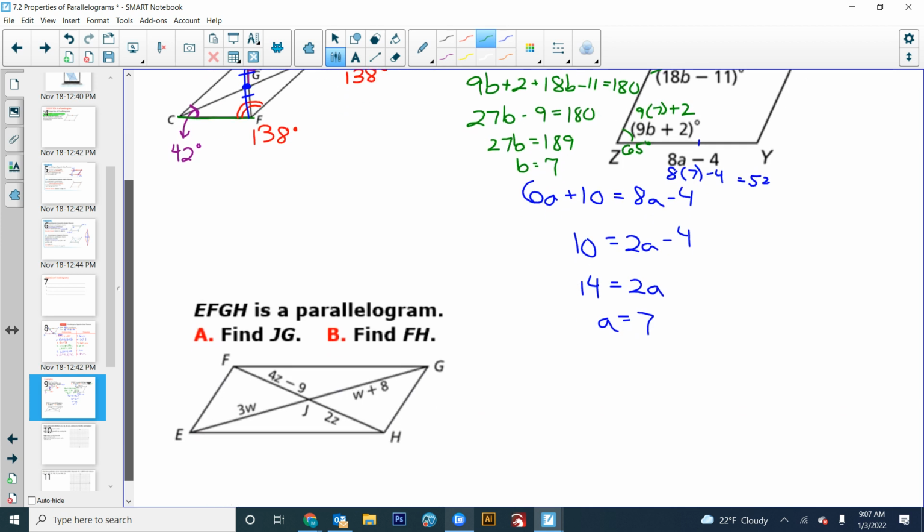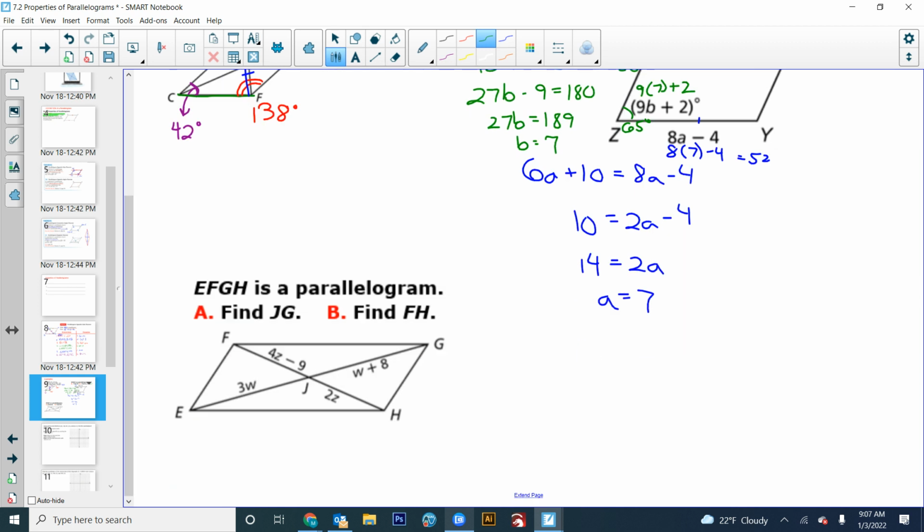All right, EFGH is a parallelogram. I want you guys to go ahead and solve this one on your own. You've got all the tools you need. First thing you should ask yourself is, what property does this involve? What do you think? Yeah, diagonals bisect each other. Go ahead and solve it.